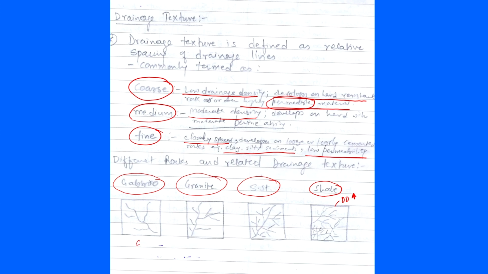So, this will be coarse, this is coarse to medium or medium to coarse, you can say. So, you have medium to coarse, this one you can say medium, and this one is fine. So, you can classify accordingly. Now, we will move to another topic, which is again related to the drainage part. That we will see in the next one.